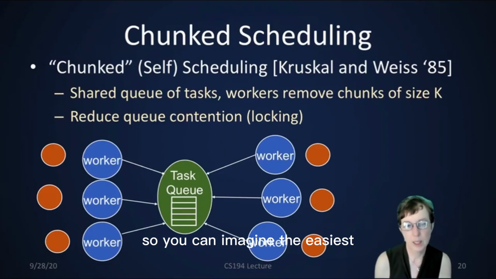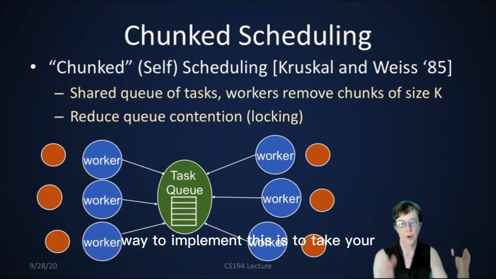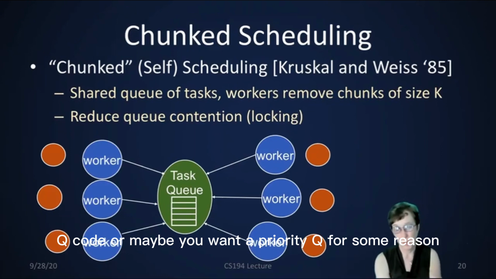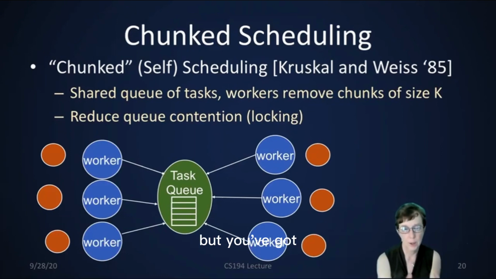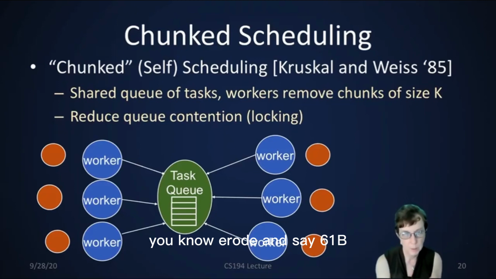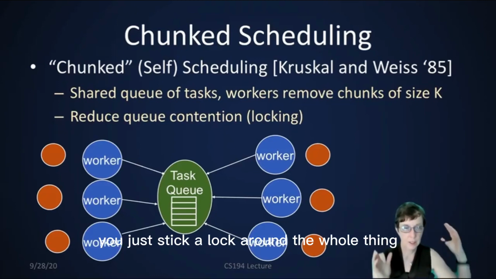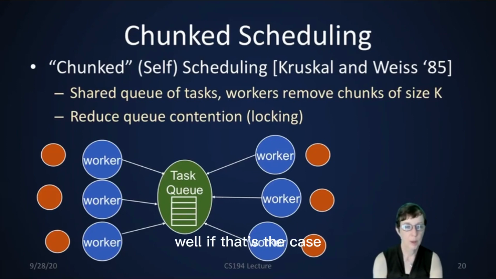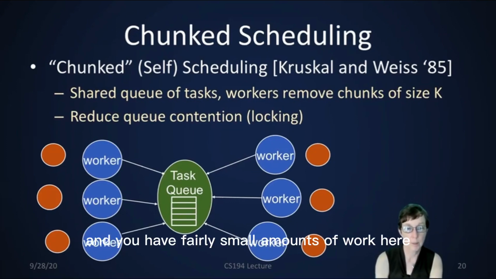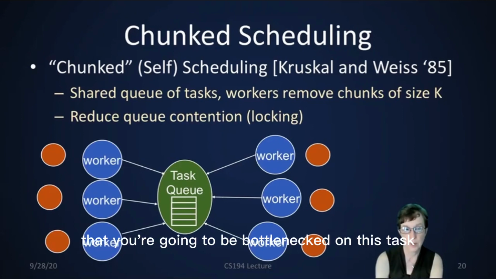So you can imagine the easiest way to implement this is to take your queue code, or maybe you want a priority queue for some reason, but you've got your code that you wrote in, say, 61B for a data structure like this. You just stick a lock around the whole thing. Well, if that's the case and you have fairly small amounts of work here, you're going to have a lot of contention. You're going to be bottlenecked on this task queue access.